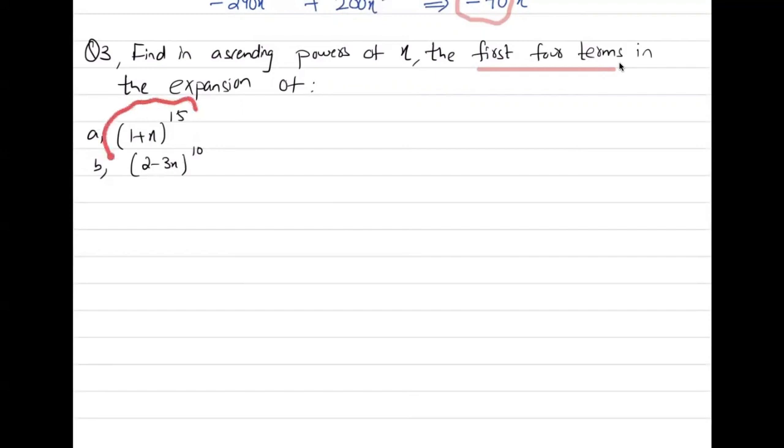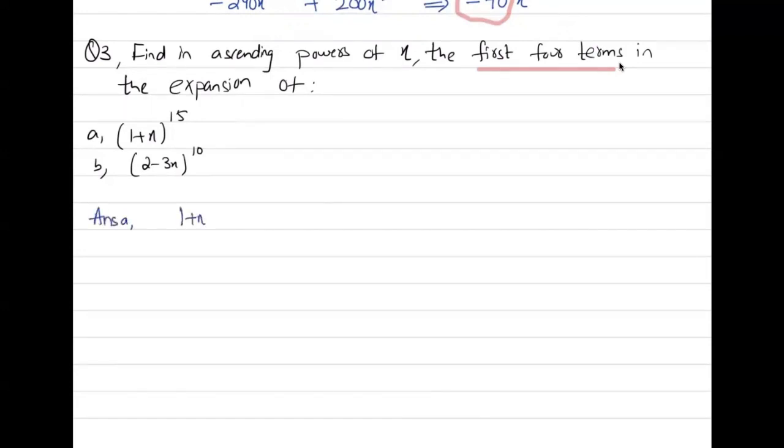Abdurrahman, how many total terms are going to be there in this expansion? 16. 16. So the examiner doesn't expect you to expand till 16 terms, because this is only going to take the entire period of the paper. So he is going to say that expand till the first four terms, or first five terms, or the first three terms.